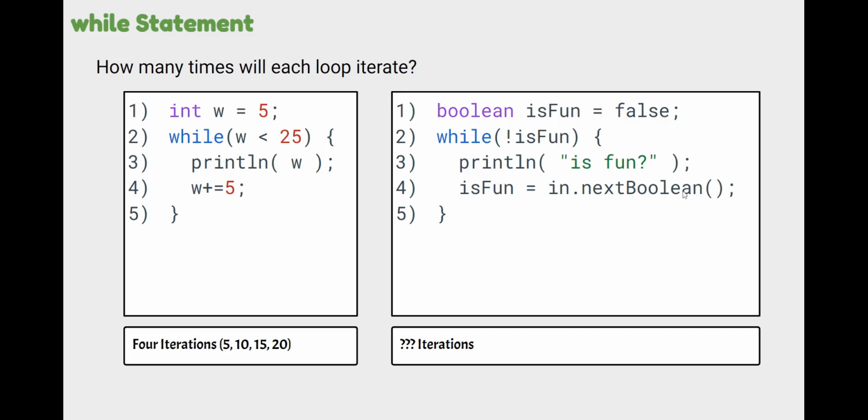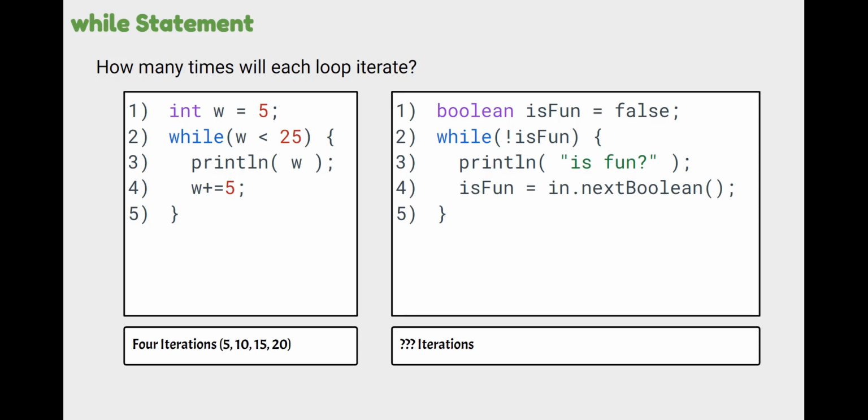As long as the user keeps entering false, they will be stuck in this loop over and over and over again. The only way for the user to get out of this loop is to admit that they are having fun. We don't know how many times that will take. Some users might be having fun from the beginning. Some users, it might take seeing this question 100 times before they answer is fun is true.